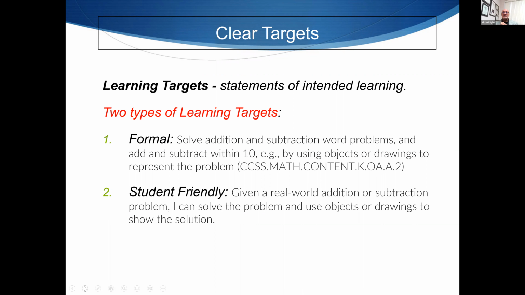Solve addition and subtraction word problems. Mine is, hey, given a real-world addition or subtraction problem, I can solve the problem using addition and subtraction using objects or drawings to do so. Write it so it's written from the student's perspective, how they can understand it. So always think of learning targets that you may think obvious. This is particularly with younger grades where sometimes they're written really complex and the student may not know what that means. Make them student-friendly.